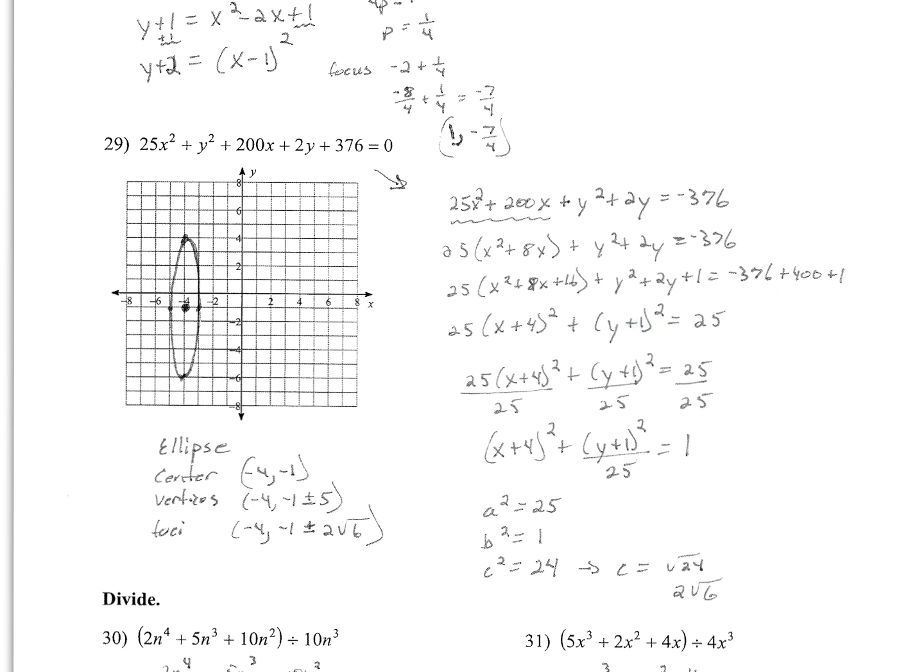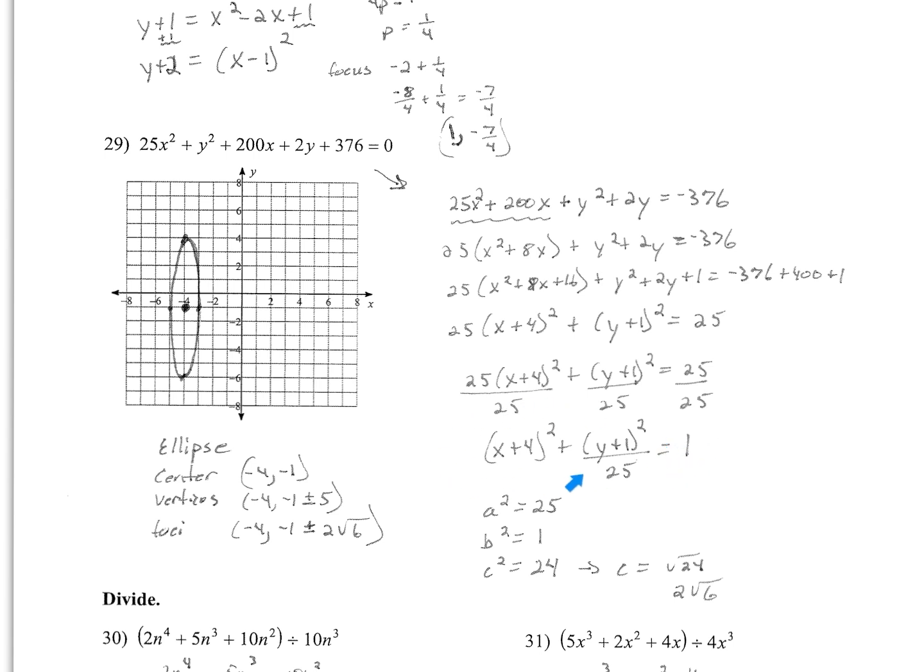All right, and then when we add 400 and we add 1 to -376, we get 25. But now, because we understand this is an ellipse, we need to set it equal to 1. So we're going to do 25 divided by 25, but we have to divide all of it by 25. Now the (x plus 4) squared had a factor of 25, so when we divide it by 25, we actually just get 1. So now it says (x plus 4) squared. The (y plus 1) squared is divided by 25, so we just keep that as divided by 25, and of course 25 over 25 is 1.